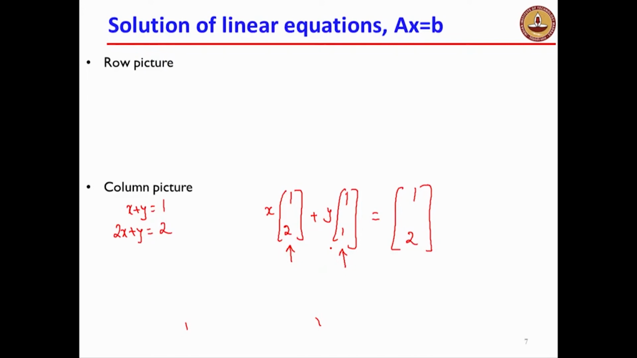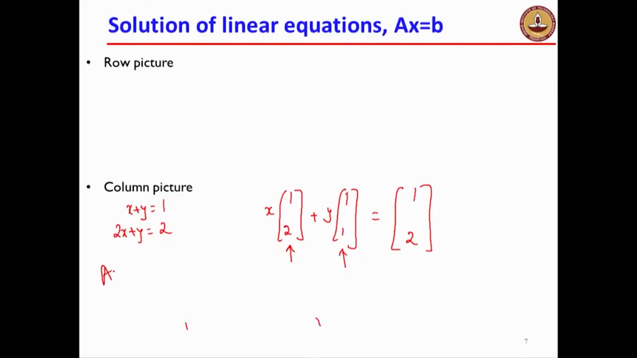Solution has to be the same because mathematically you are solving for the same unknowns x and y, except the interpretation is different. In the first case, I was talking about taking each row and representing it as a line. In the second case, I am taking linear combinations of the columns of the matrix. So if I represent the matrix as A, with rows 1, 1 and 2, 1, in the first interpretation I was taking rows, lines which are being formed from the rows of A, and now I am taking vectors which are being formed from the columns of A.